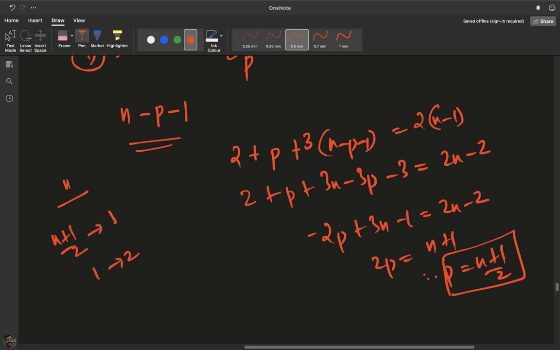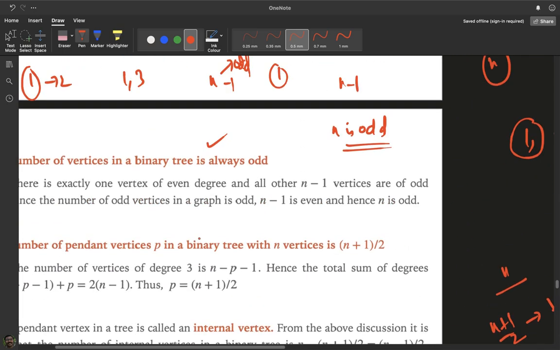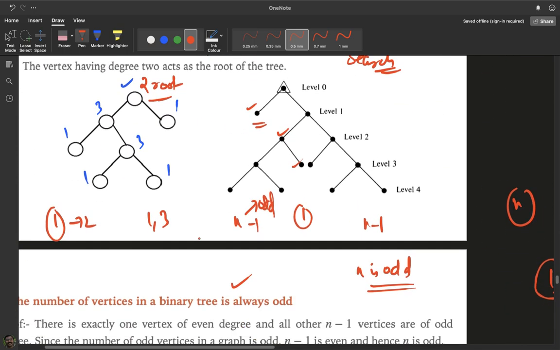And how many vertices of degree 3 would be there? You can say simply it will be n minus (n+1)/2 minus 1. And one other thing you can say: those vertices in a rooted tree which are not end vertices or pendant vertices are called internal vertices. Why is it so? Because they are not end vertices. So those vertices which do not have degree 1 are called internal vertices. Basically this is an internal vertex, this is an internal vertex, this is not an internal vertex.